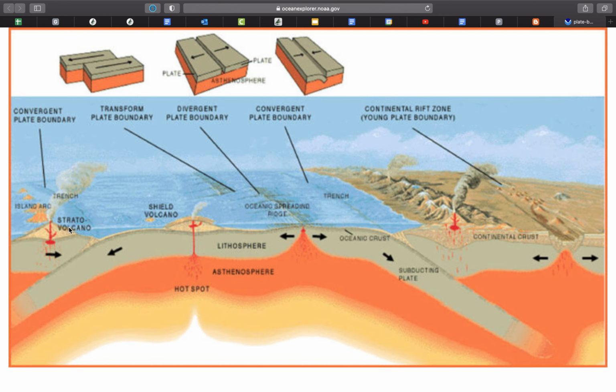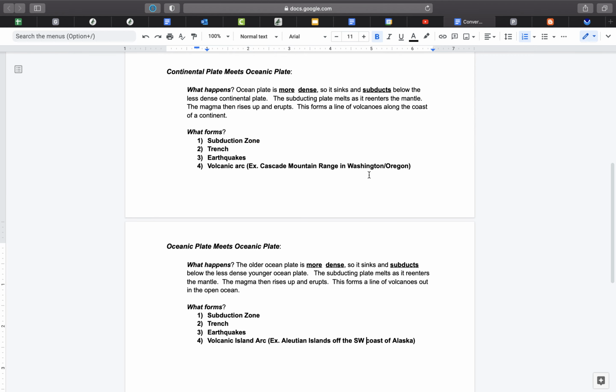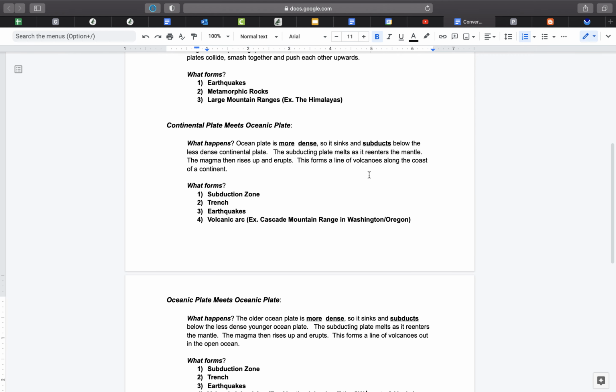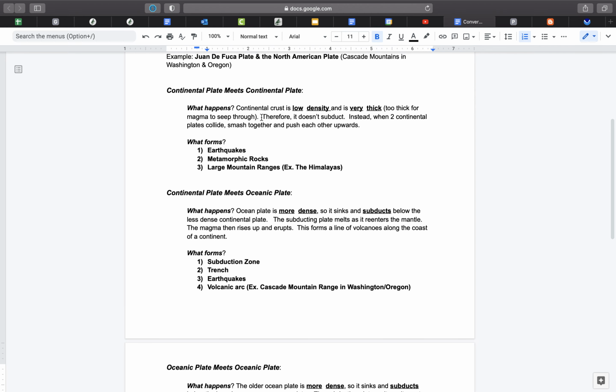So those are all the different things that can happen when plates come together or converge, and it really comes down to what type of plates are interacting with one another. Are they continental? Are they oceanic? Or are they one of each?